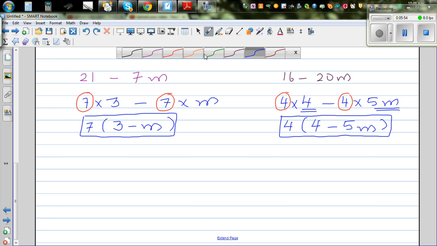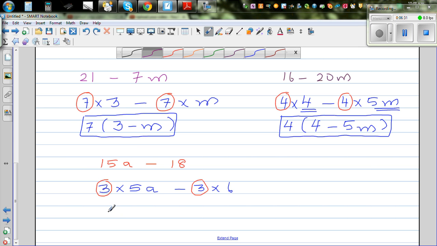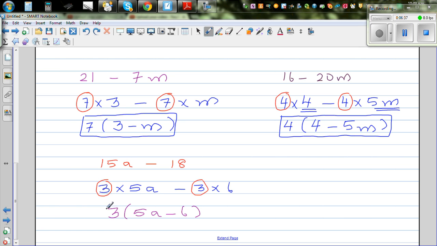Let me take one more example, say 15a minus 18. What is common in 15 and 18? The highest common factor is 3, so I can write this as 3 times 5a minus 3 times 6. Since the highest common factor is 3, you factor the 3 out. This is called factorization, which gives 5a minus 6, and that's your final answer.